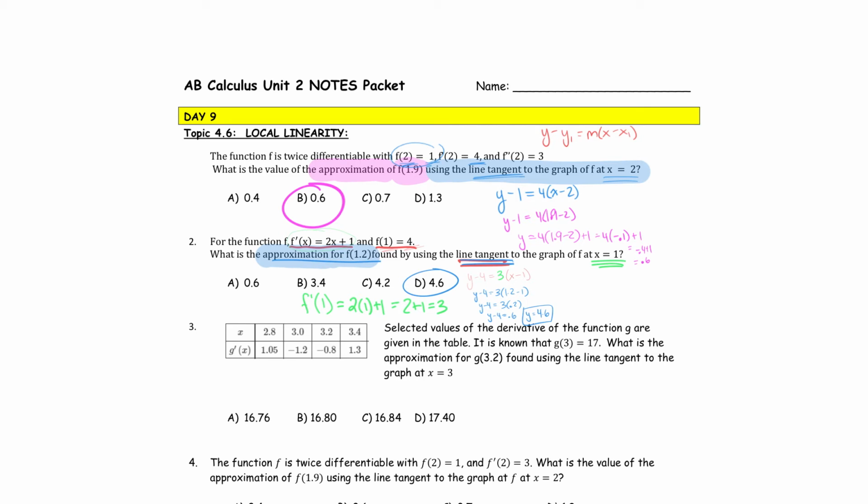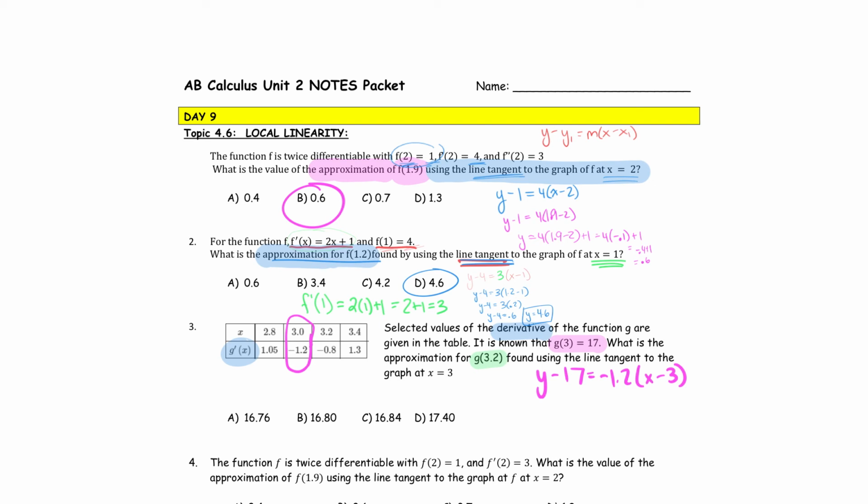All right, moving on to problem 3. It says selected values of the derivative of the function g are given. So there's our derivative table. It is known that g of 3 equals 17, and we want to approximate g of 3.2 using the line tangent at x equals 3. So let's first start by writing that tangent line. So y minus 17 equals the slope at x equals 3. So we need the derivative at x equals 3. That's going to be negative 1.2 times x minus 3. So here's our tangent line.